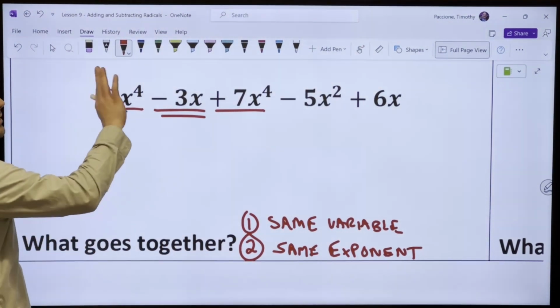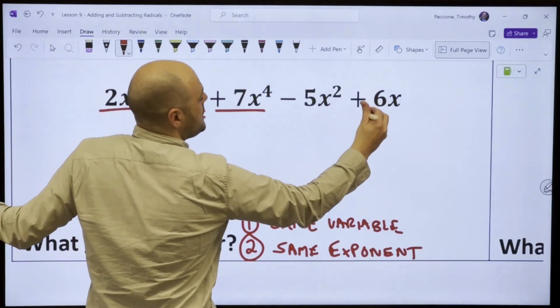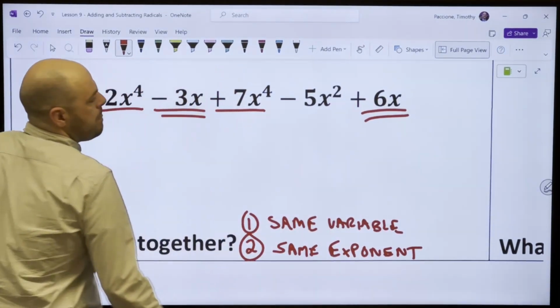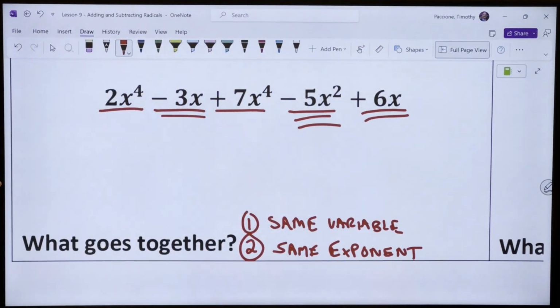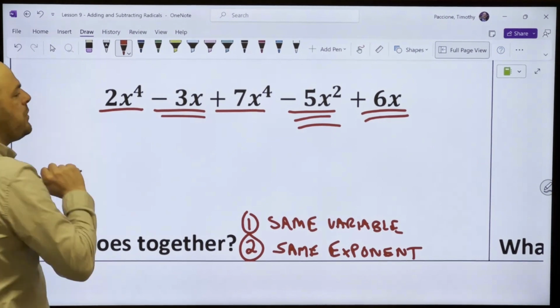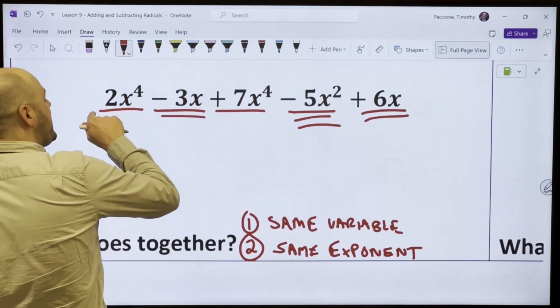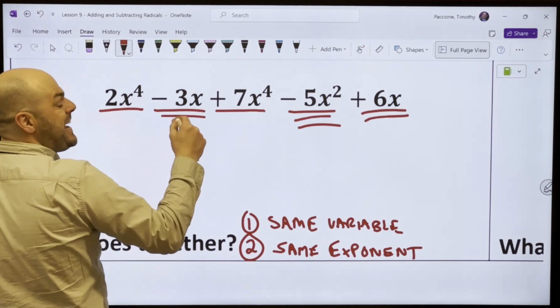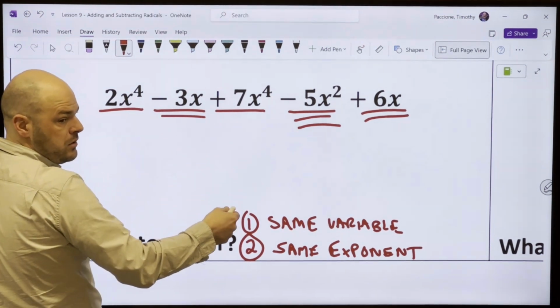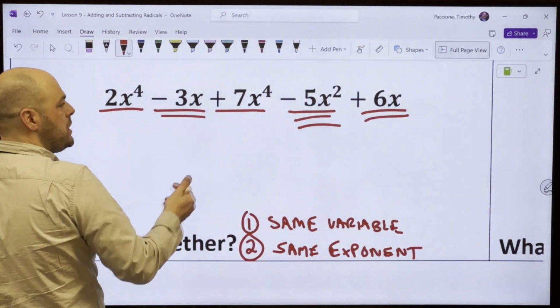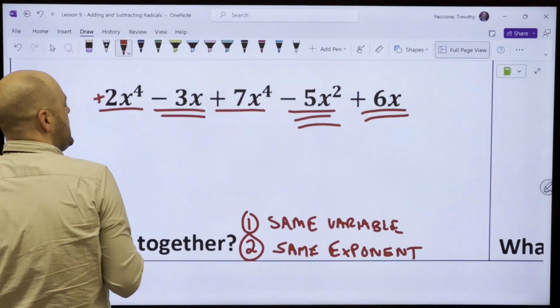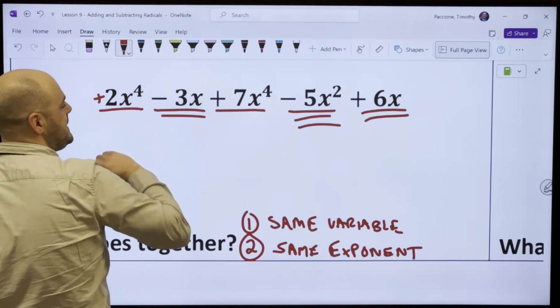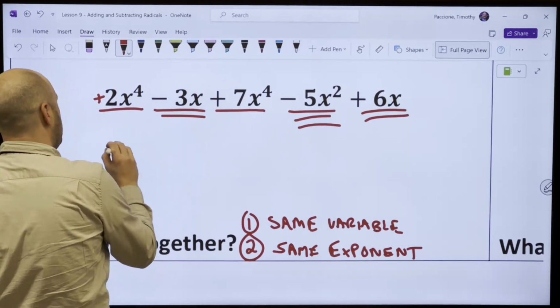X to the 1, okay. Yes, this is x to the 1, right? And then the only thing left is x squared, so that gets 3 lines. Make sense? So you start with your highest one. I have 2x to the fourths, and I add 7x to the fourths. How many x to the fourths do I have? I have 2, I add 7, I have 9.